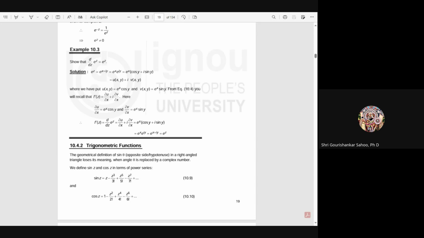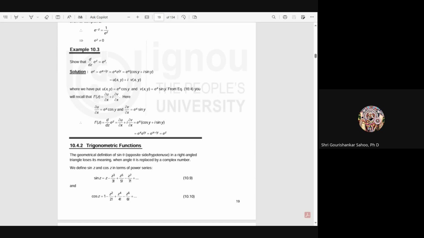You have to show this. So e to the power z is nothing but e to the power x plus iy, because z is a complex number represented by x plus iy. So e to the power x plus iy is equal to e to the power x multiplied by e to the power iy. In the exponential function, e to the power x plus y is equal to e to the power x into e to the power y. So this is e to the power x (cos y plus i sin y), because cos theta plus i sin theta is equal to e to the power i theta. So cos y plus i sin y is equal to e to the power iy.